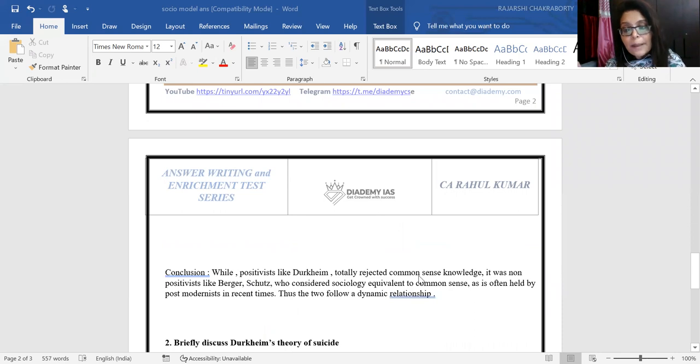In the conclusion, you have to say that positivists like Durkheim totally rejected common sense. Said that there's nothing called common sense. Again, the non-positivist methods like phenomenology, ethnomethodology, or interpretivism of people like Berger and Alfred Schutz, they said that sociology is equivalent to common sense because they did not believe in the positivist methods. So in the positivist method, X is the cause of Y. Non-positivists will say, no, X is X. It's not that linear that X is the cause of Y. Whether X is the cause of Y will depend on what meaning we attach to Y. So that is called interpretivism, how we interpret the social reality.